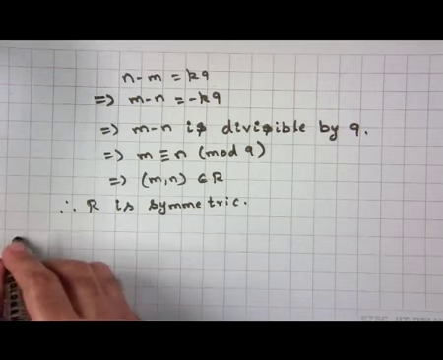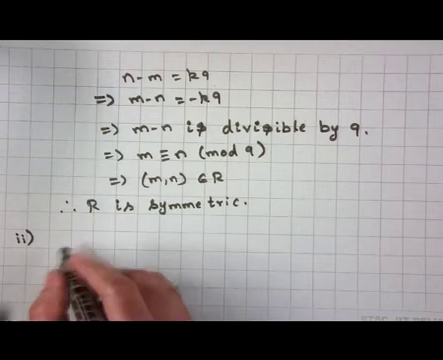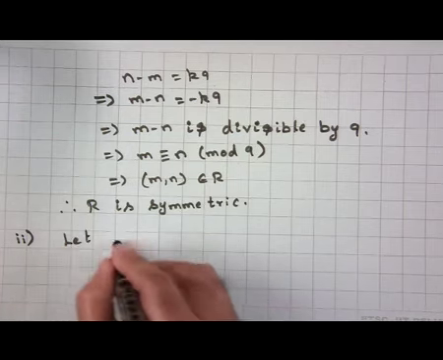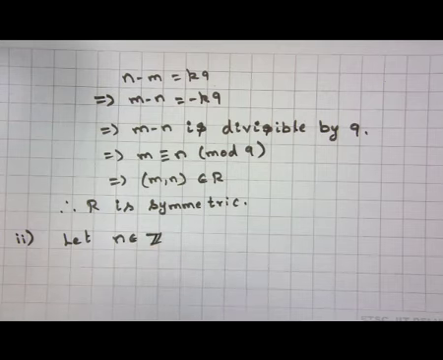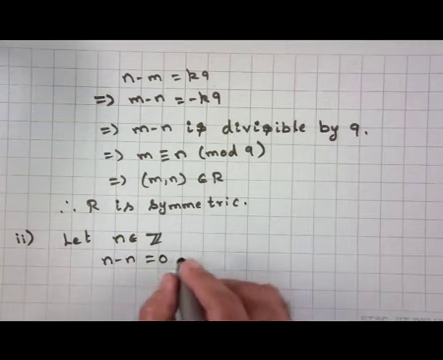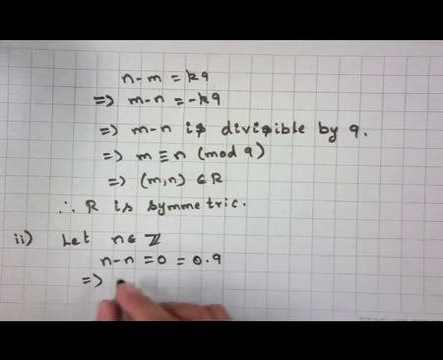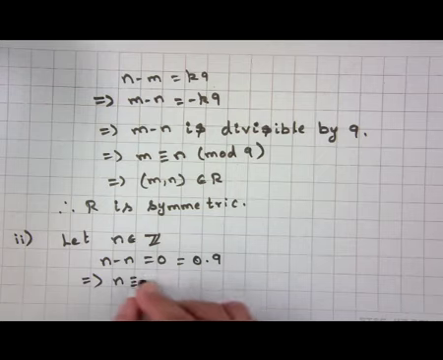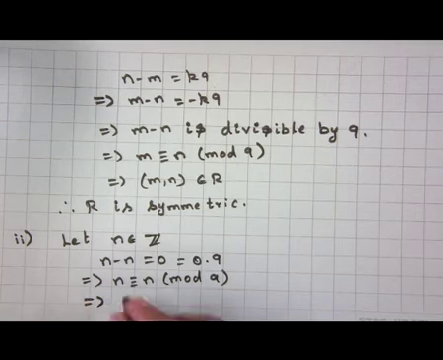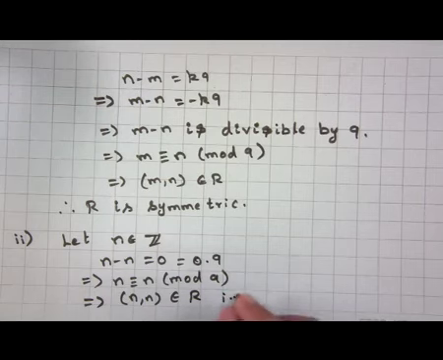Now, second one, let us verify whether R is reflexive or not. So, let n belong to Z, then notice that n minus n is 0, which I can also write as 0 times 9. So, that implies that n is congruent to n modulo 9. That implies that the pair (n, n) is in R, that is R is reflexive.